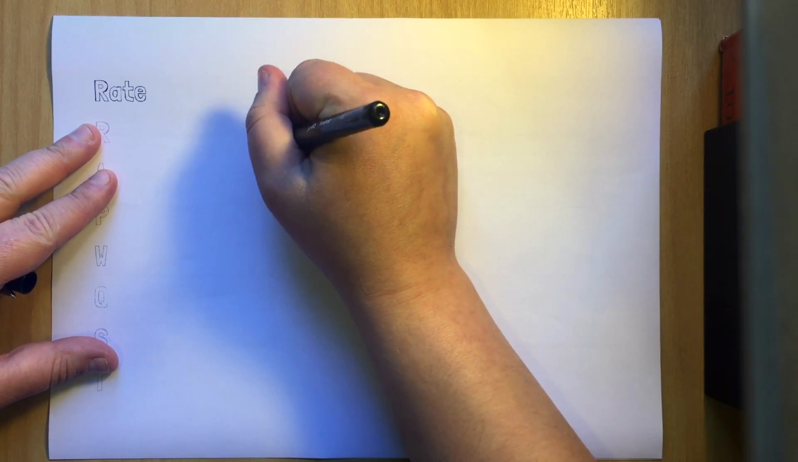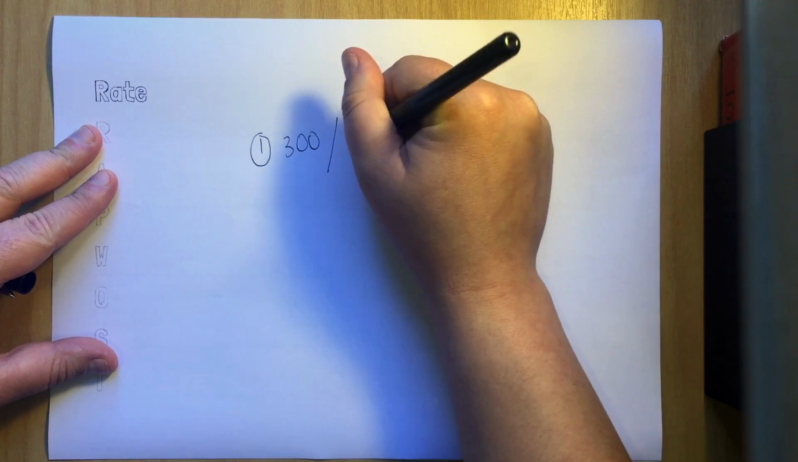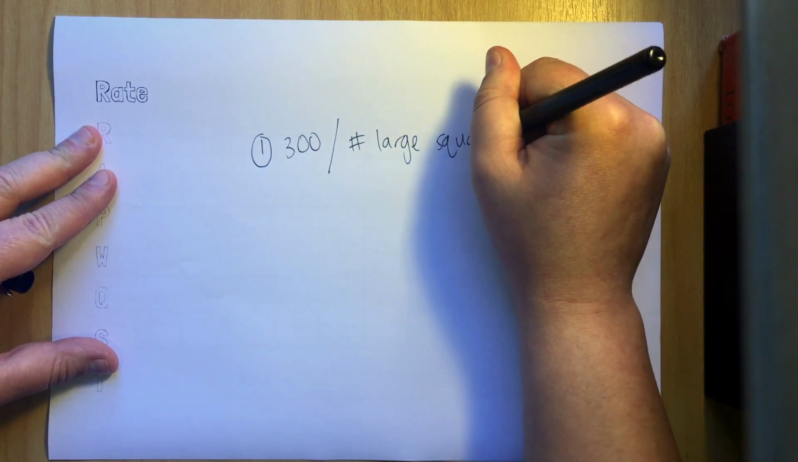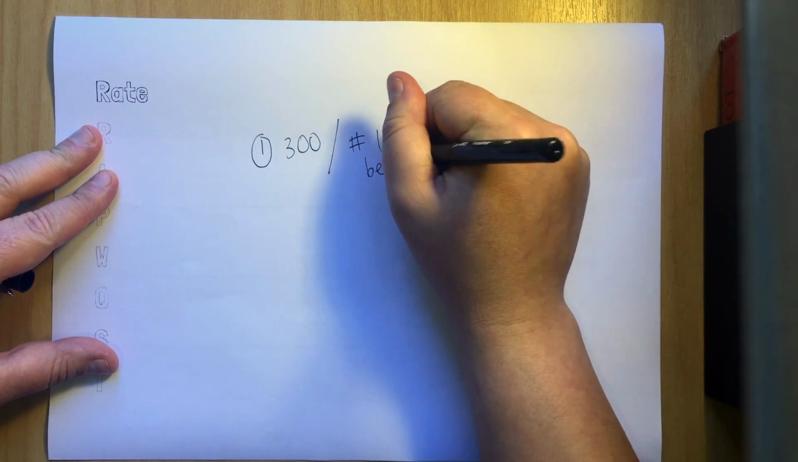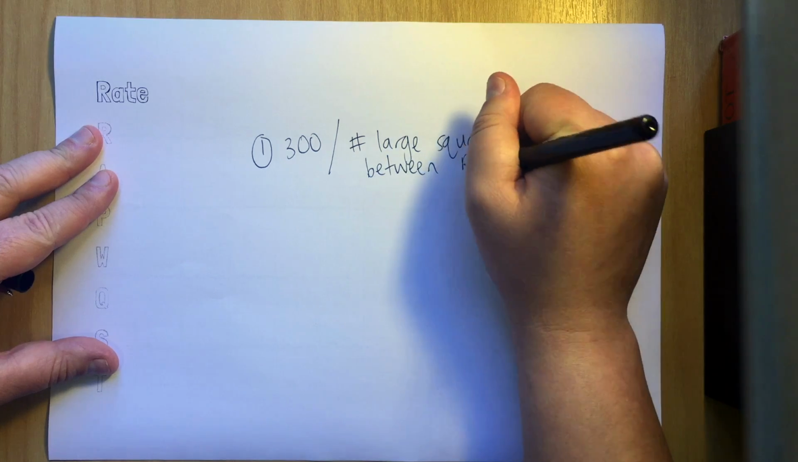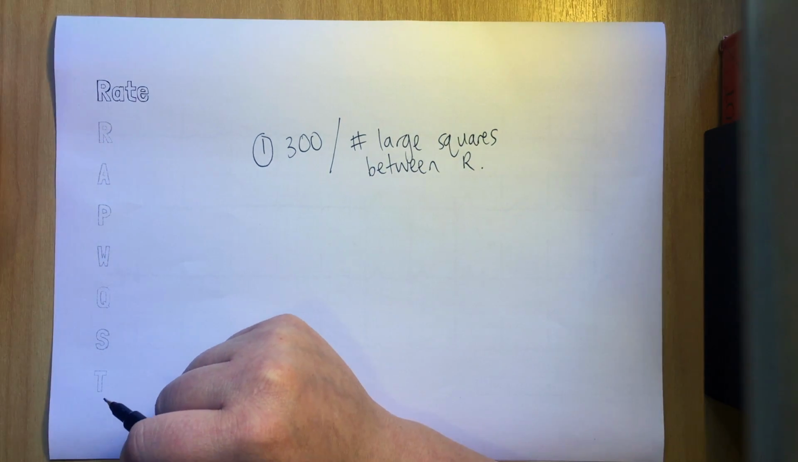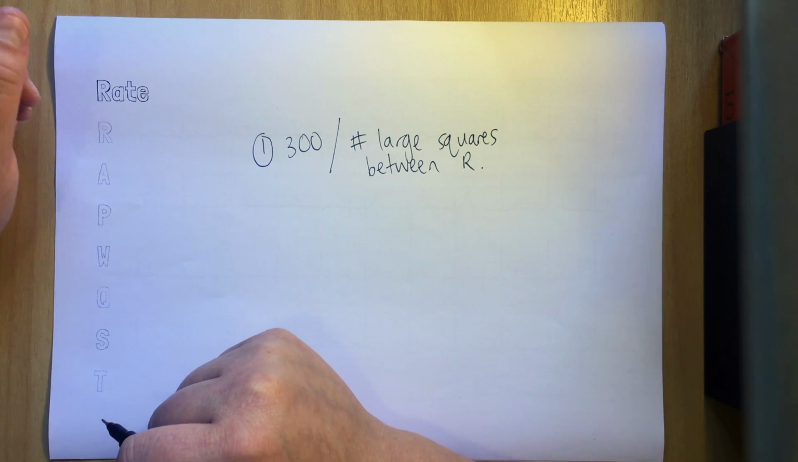So method 1 is 300 divided by the number of large squares between QRS complexes, between R waves. This is a really useful one because it's quick. You can just eyeball an ECG and get a really good feel for how fast the rate is.